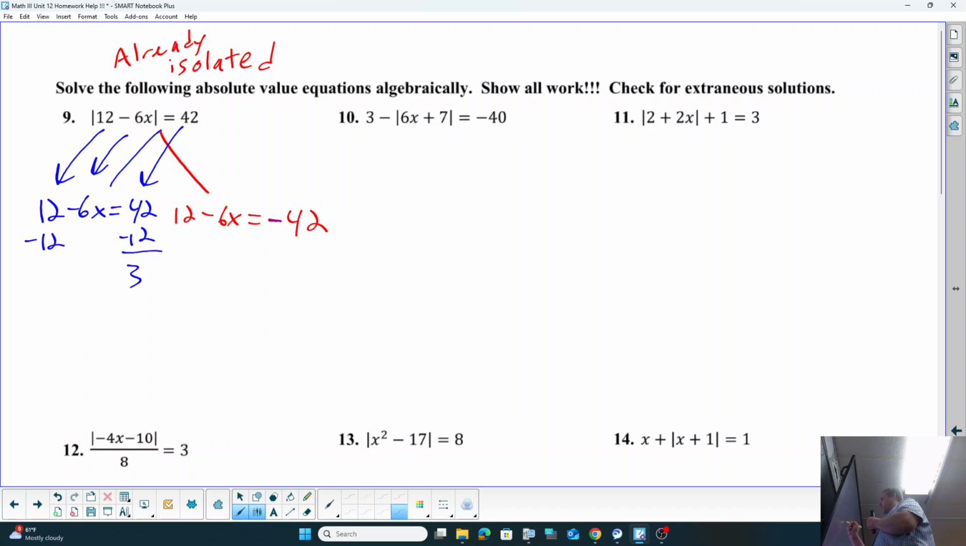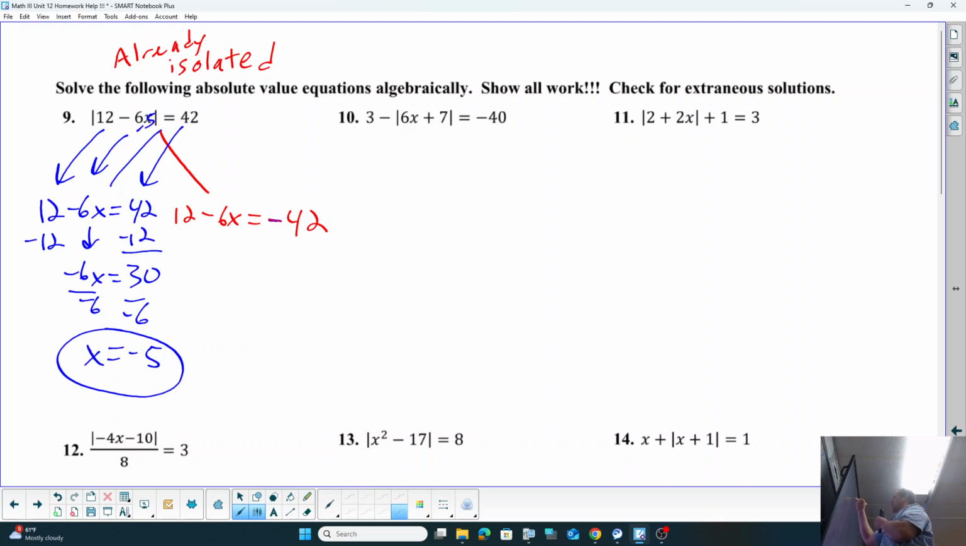Now we're going to subtract 12 from the other side. So we get 30, bring down our negative 6x equals 30. Then we divide by negative 6 and get x equals negative 5. That works because you plug it in, and negative 5 times negative 6 is positive 30, and that's 42.